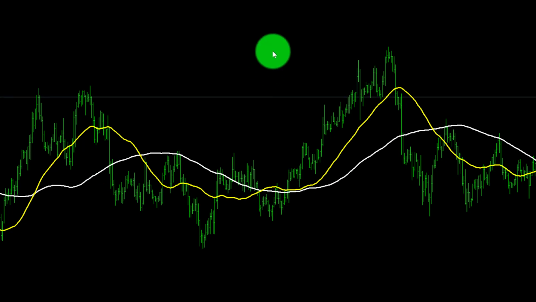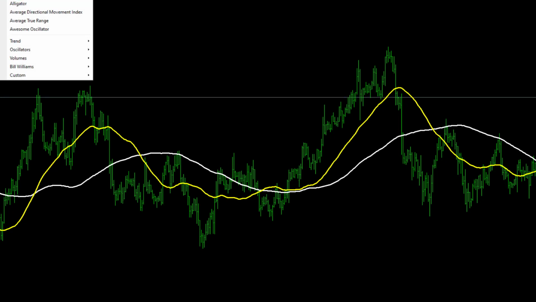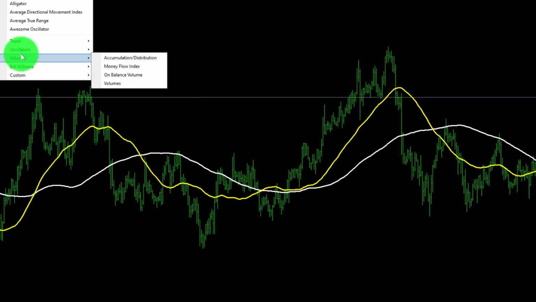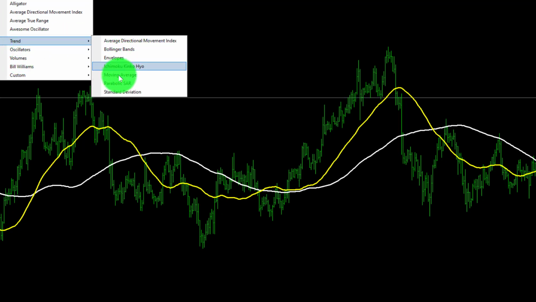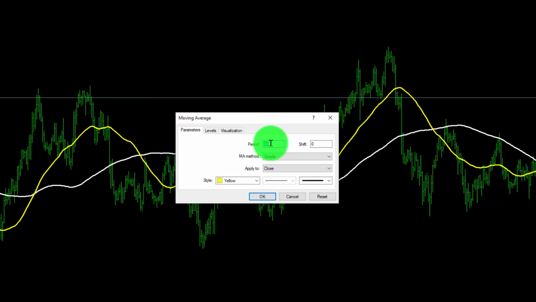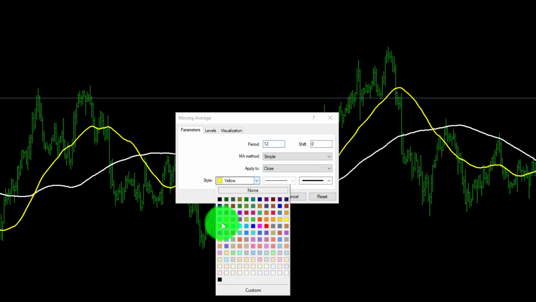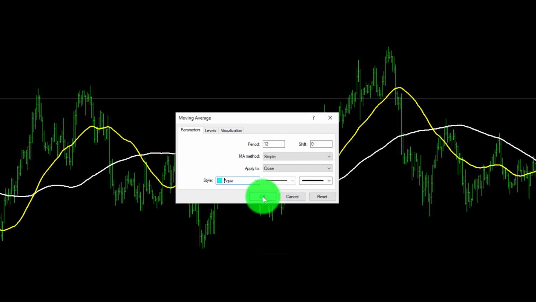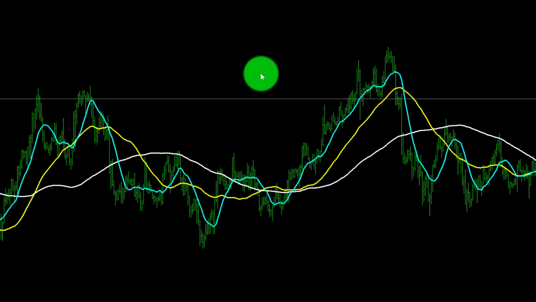Okay, so let's see. So that's still a little bit loose. And let's go and have a look at another setting. So we go on like this and we say trending moving average, and let's go and try another setting. And I'm going to go to a much looser setting, like, for instance, let's go to 12, and we'll give that a bright blue color, and we'll say, what does this one look like?